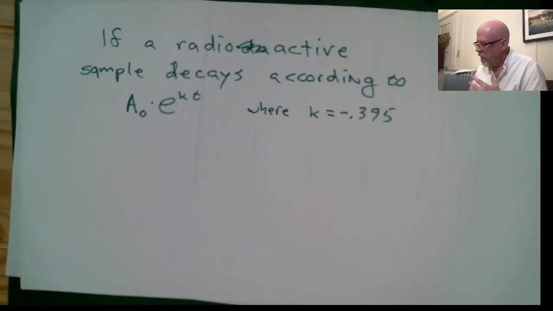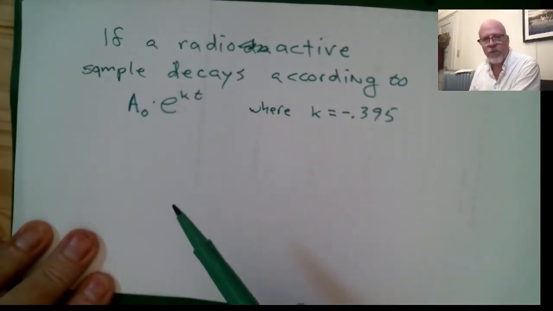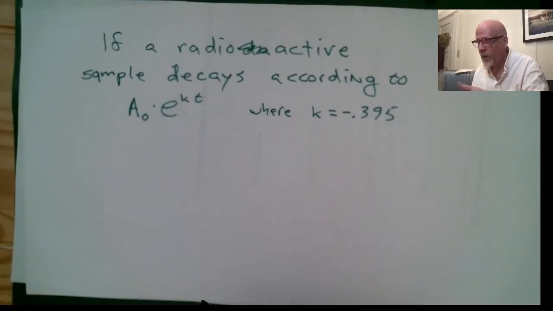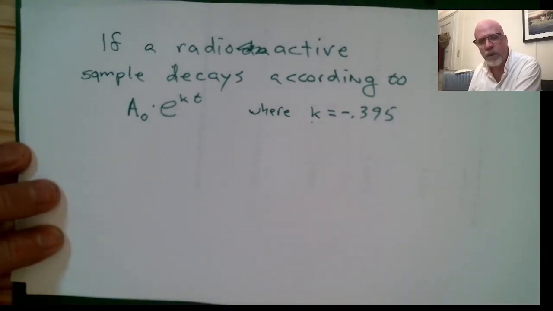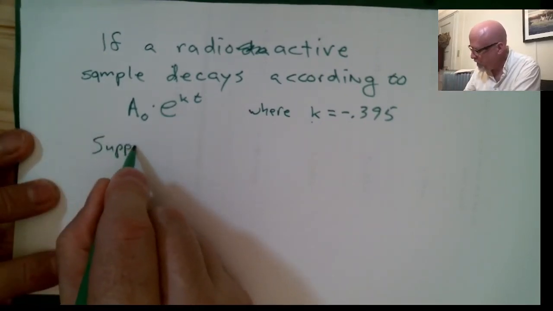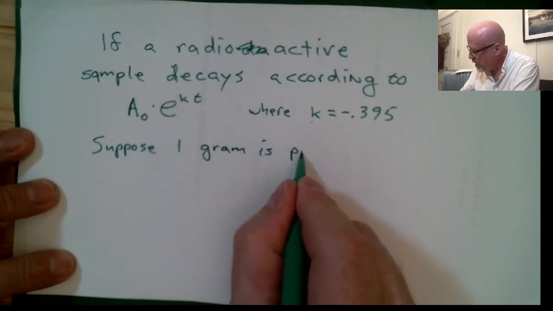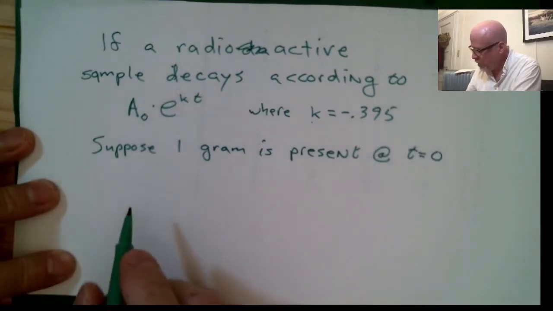Okay. That's a function. That K there is something that depends on the particular substance involved. It's like strontium, one of the byproducts of nuclear reactions that needs to be gotten rid of when you have nuclear reactors. And the K would be very different from that. But depending on what element you're looking at, it'll have a different decay rate, and that basically is encapsulated by that number K. So let's suppose we've got 1 gram of this stuff, and that's what we have when time is zero. What that tells me is that A0 is 1.